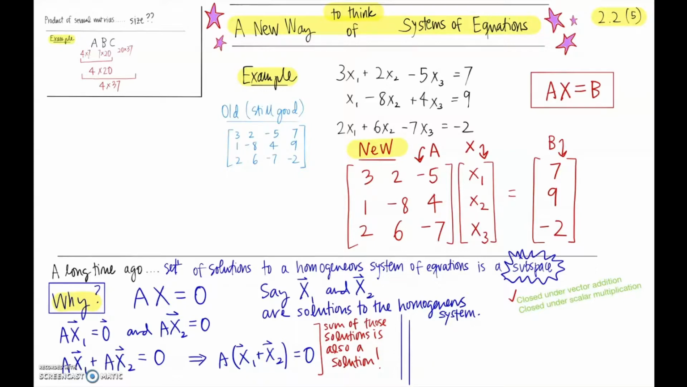Now let's take a look at scalar multiplication. How about we try A times x1 equals 0, and we do know that because x1 is a solution. Then let's look at the scalar multiple of this solution. Call it c for some scalar, c x1. Is that also a solution?